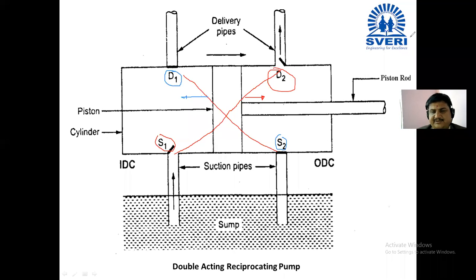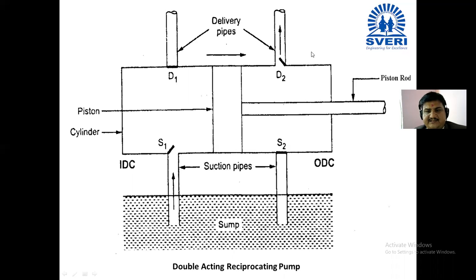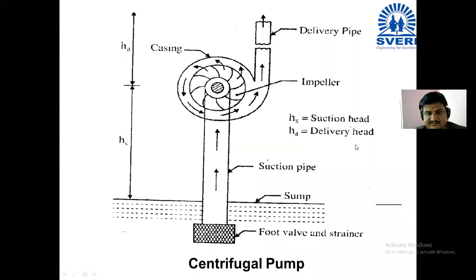Now, the first type, reciprocating pump, and its study we have finished here. The next pump which we are going to learn in this chapter is centrifugal pump. Give the next heading centrifugal pump.